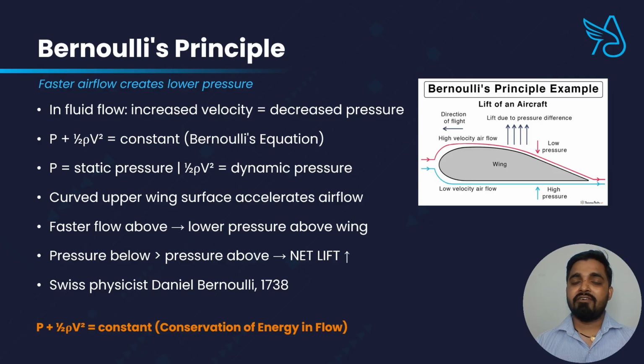The curved upper surface forces air to accelerate to go faster, and faster air creates lower pressure above the wing. The air below the wing moves more slowly, which creates higher pressure below, and lower pressure above creates a net upward force which leads to generation of lift. This is the fundamental physics of how wings work and it's beautiful in its simplicity. This is why the shape of the wing matters so much.